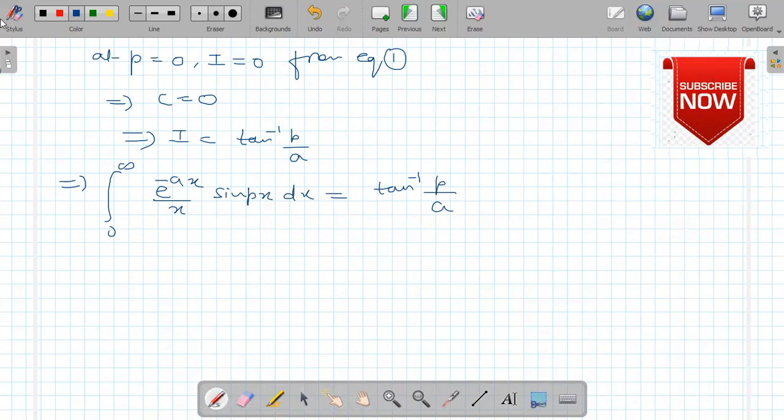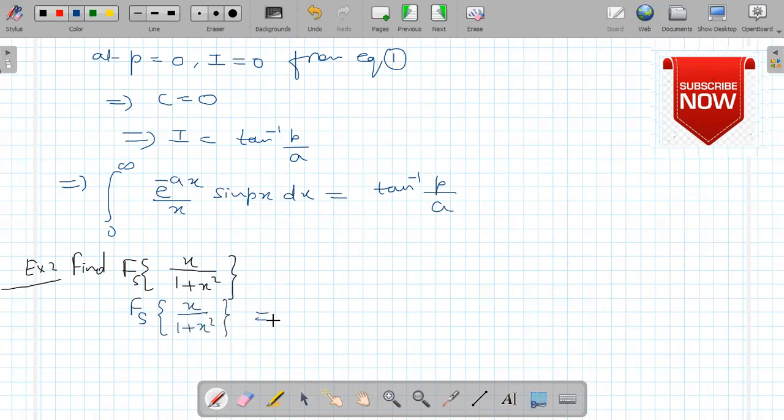Second example is find the value of Fs of x upon 1 plus x square. अब इसका मीनिंग क्या है? इनफाइनाइट फोरियर साइन ट्रांसफॉर्म फाइंड करना है आपको उस फंक्शन का. तो infinite Fourier sine transform of any function f(x) is defined as integral 0 to infinity f(x) into sine of px dx. इसको हम फिर से I मान लेते हैं.